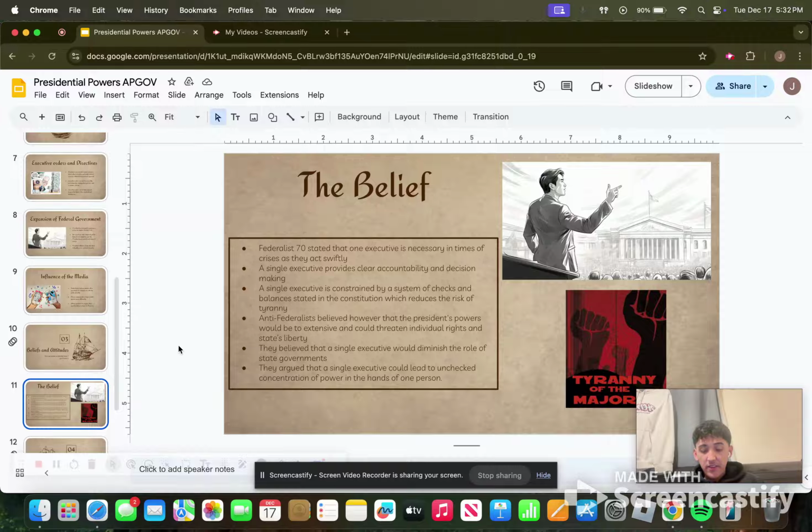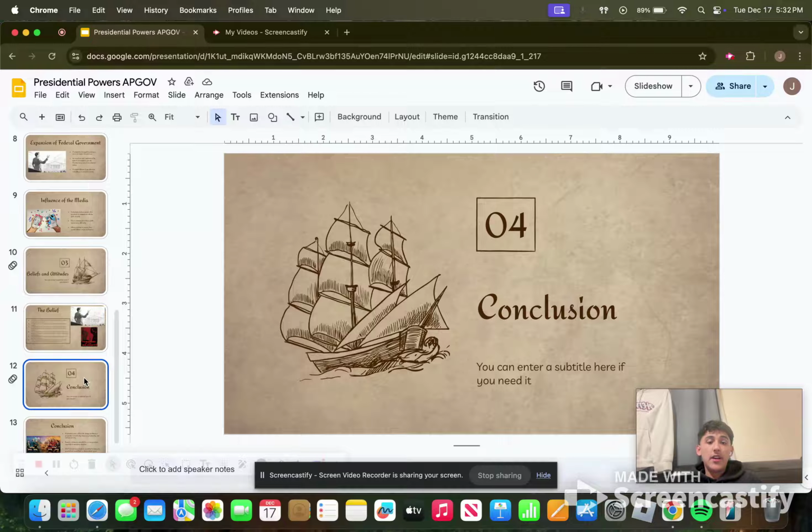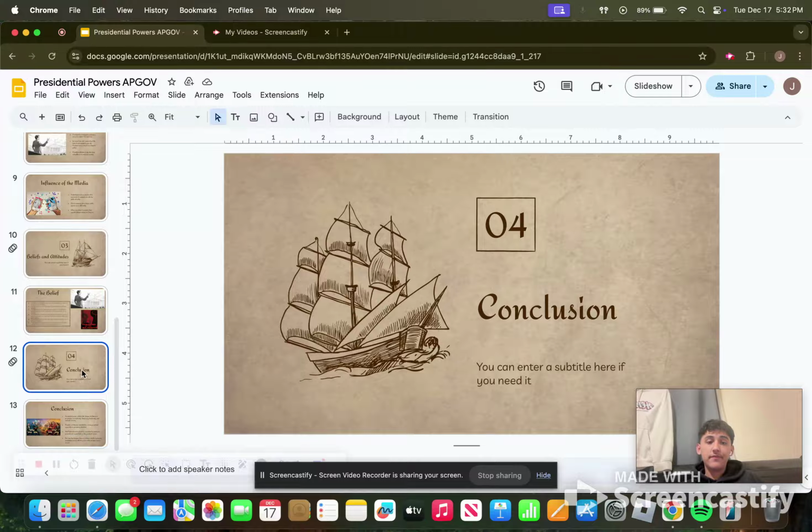The Anti-Federalists believed that the president should have less power to avoid becoming like a king, like I mentioned. They thought the president should be more of a figurehead with Congress having most of the power, and worried that the president could misuse his powers. This raises important questions about how much power the president should really have in a democracy. And finally, we're going to move on to the conclusion.